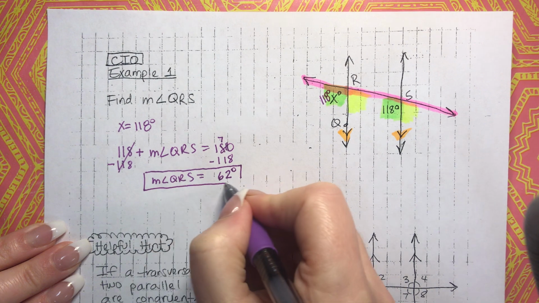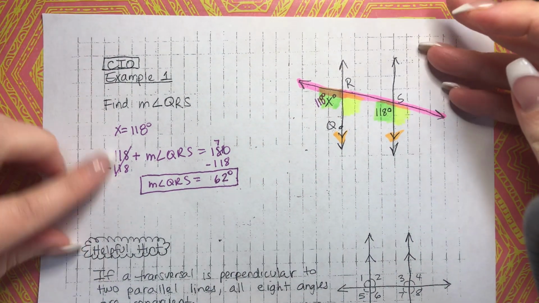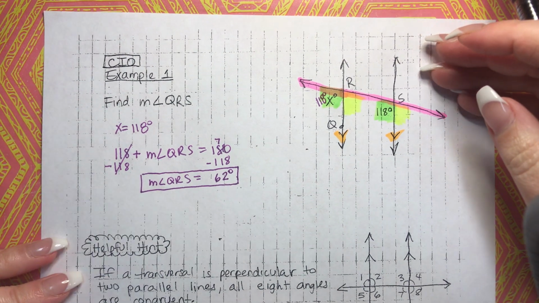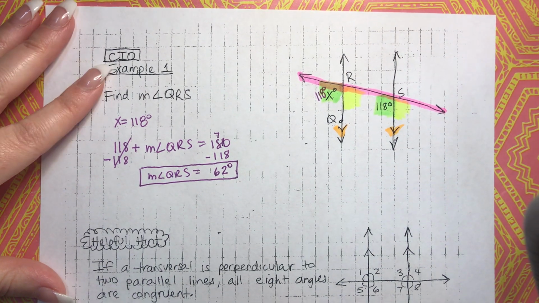So the measure of angle QRS is 62 degrees. If you got that one right, awesome job. If you didn't, go ahead and fix your work so it looks just like mine. And yeah, that's it. All right, we'll see you in a little bit for example 2.